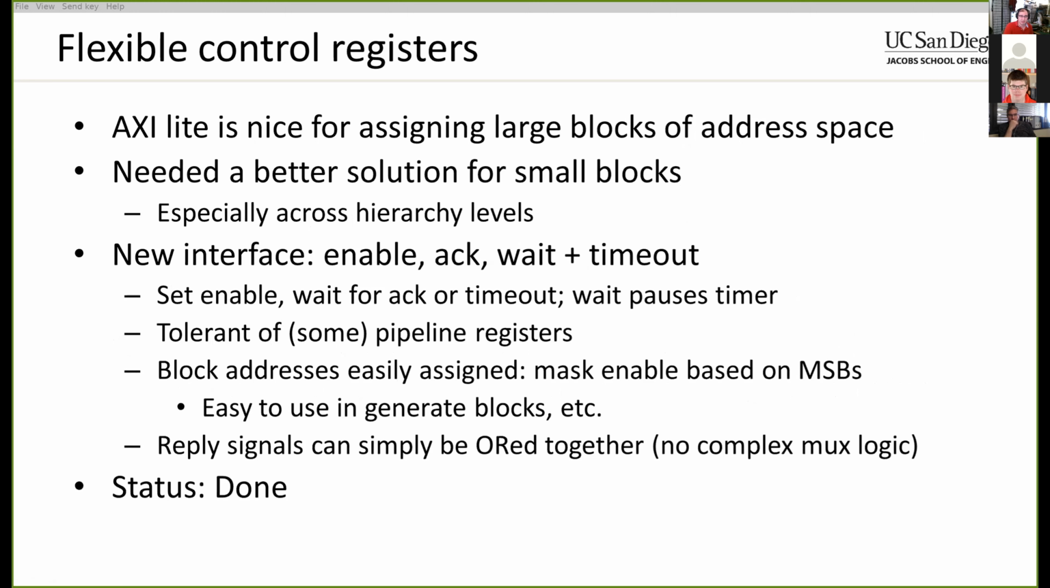All right, so moving on to all of the various changes that I've been working on. The first one is making the control registers more flexible. Corundum uses AXI Lite internally for all the register space. AXI Lite and using the AXI Lite crossbar interconnects is nice for assigning large blocks of address space. But what if you want small blocks? What if I just want to add one register?